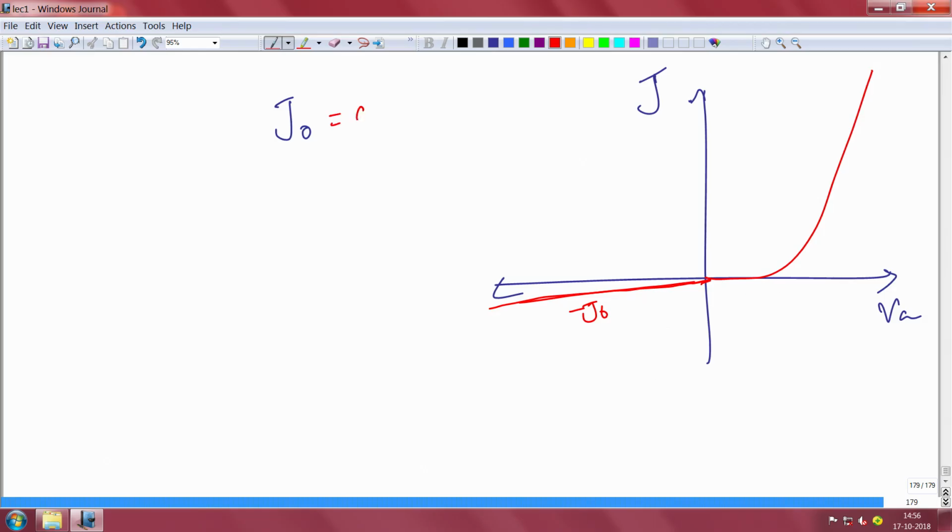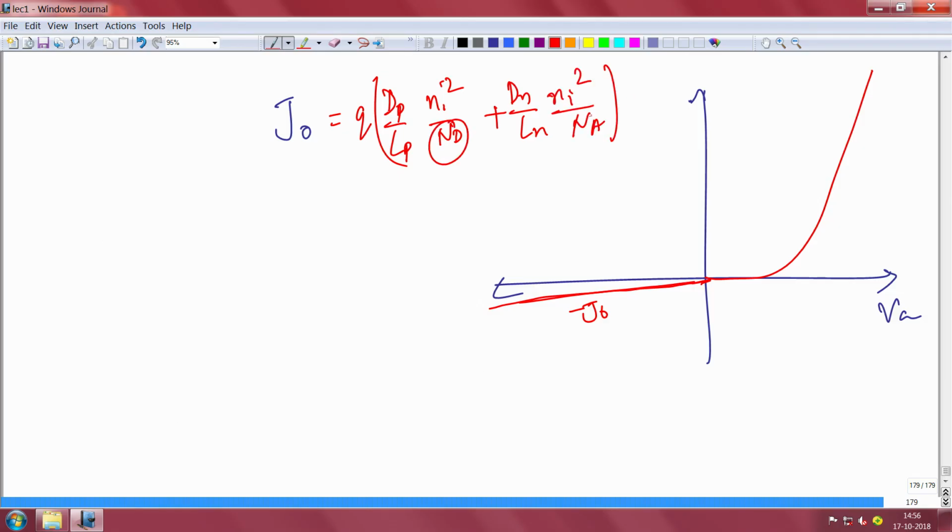This J naught actually is Q times Dp by Lp into Pn naught, which I can write as Ni square by Nd, plus Dn by Ln, right, into Np naught, which I can write as Ni square by Na. So, it depends on doping, of course. If I increase the doping, then your reverse saturation current also will decrease.